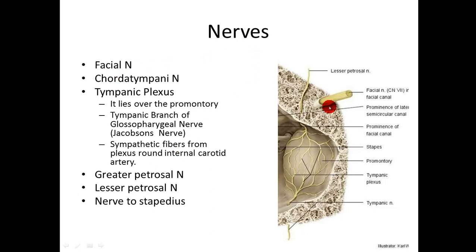The nerves are the facial nerve, which I have already told you, going from the internal ear roof, then to the posterior wall of the middle ear. Then chorda tympani nerve taking origin from the facial nerve, the tympanic plexus which is formed on the promontory, derived from the tympanic branch of the glossopharyngeal nerve, otherwise called Jacobson's nerve. Then the sympathetic plexus which is derived from the internal carotid artery. Then we have the greater petrosal nerve which is arising from the facial nerve, the lesser petrosal nerve you can see arising in the tympanic plexus, and now to stapedius.